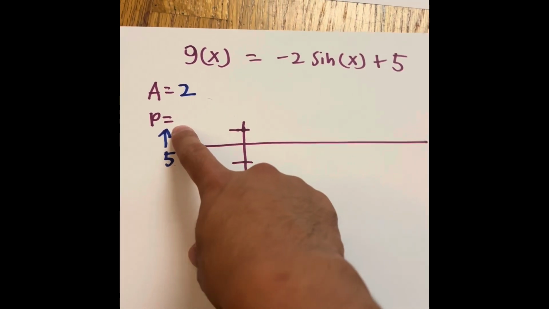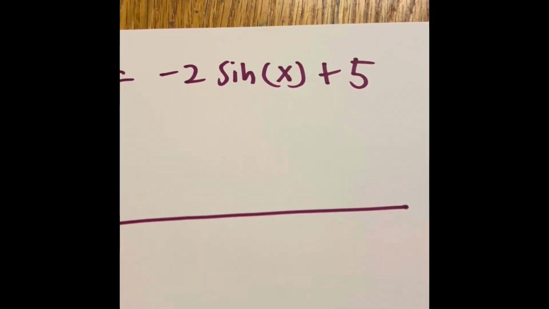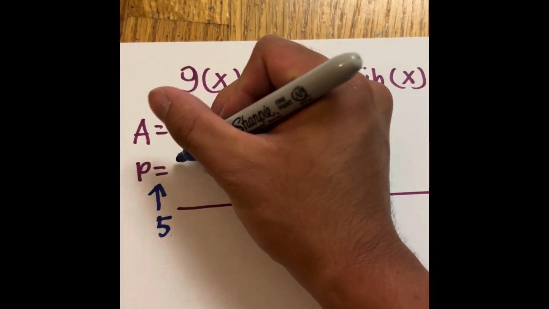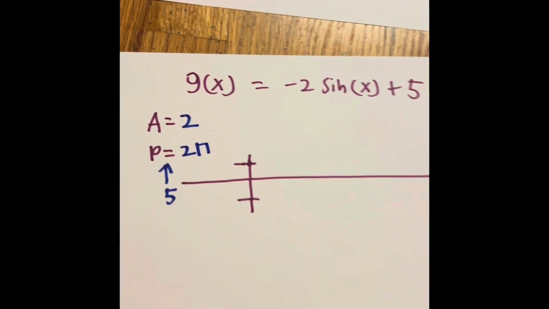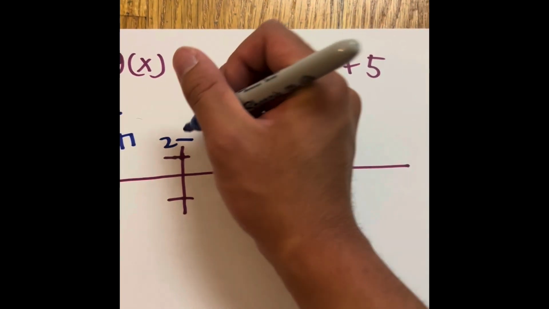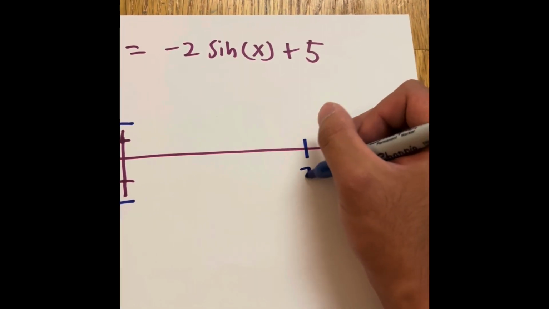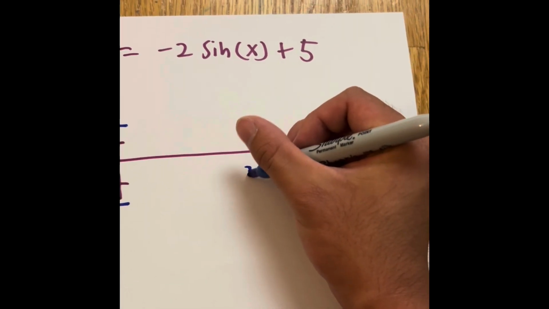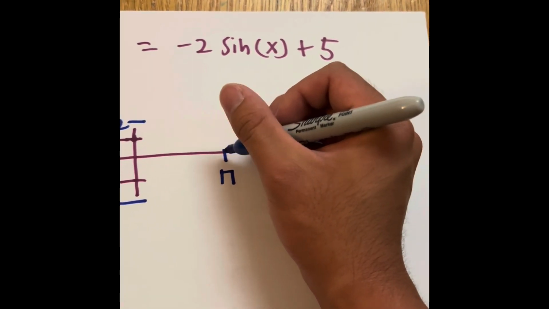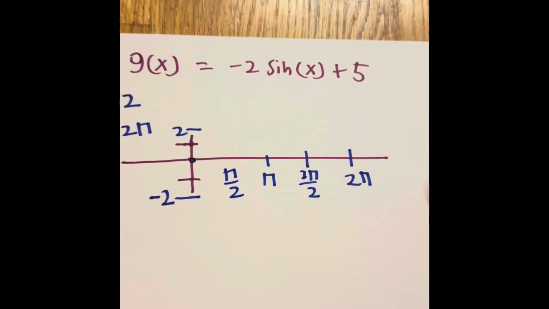So for the period, we have to think for a moment. Well, we don't have anything but x, so we can just go ahead and say that our period is going to be 2 pi. Okay, let's start graphing. We have 2 right here and negative 2 right here. We are going to have 2 pi right here, 3 pi divided by 2, pi, and then pi divided by 2. And eventually 0, which starts right here.